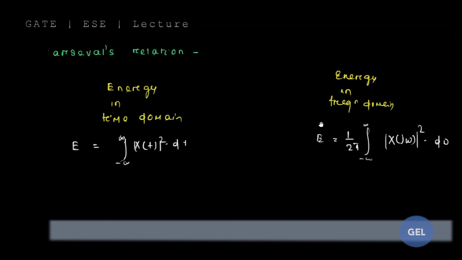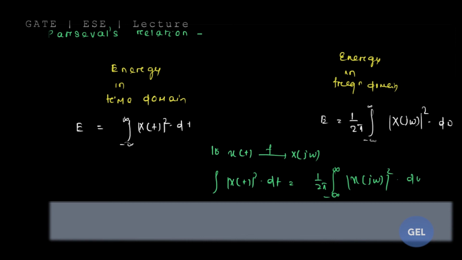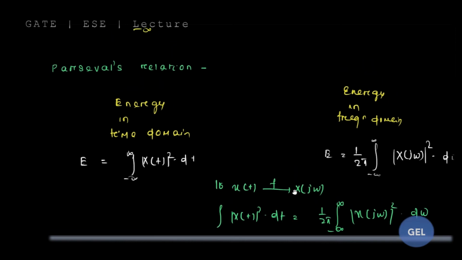In simple language, Parseval's relation says that if the Fourier transform of x(t) is X(jω), then the integral of |x(t)|² dt is equal to 1/2π times the integral from minus infinity to infinity of |X(jω)|² dω, the same thing. So if the Fourier transform of x(t) is X(jω), the energy in time domain equals the energy in frequency domain. With this, we are done with the properties of Fourier transform.